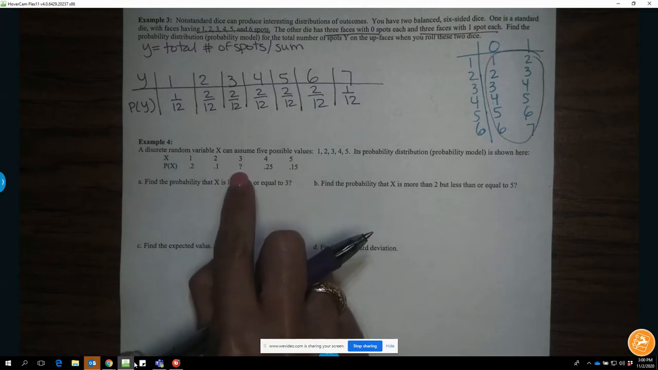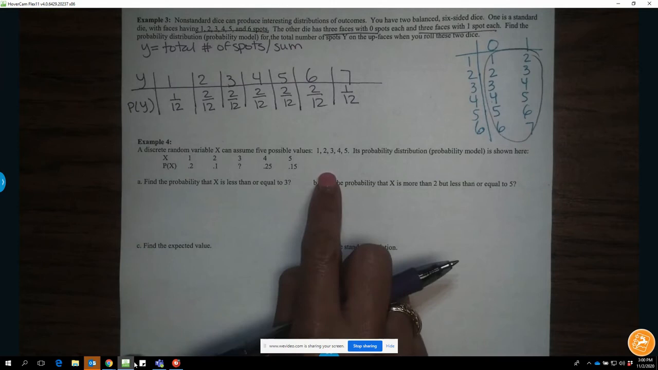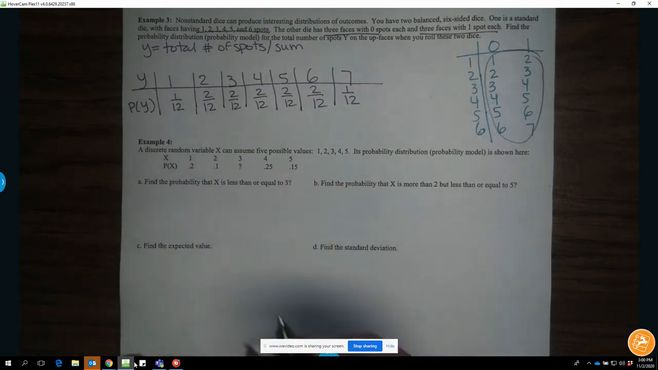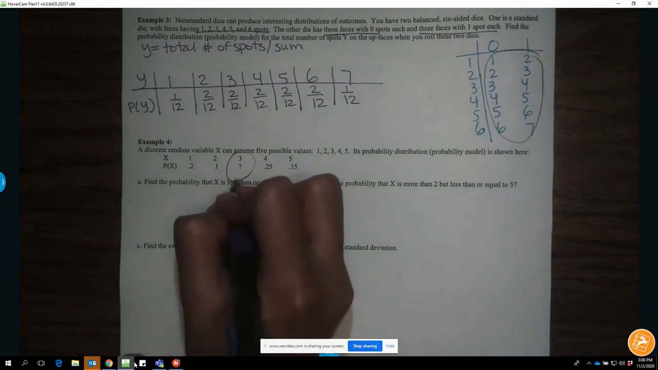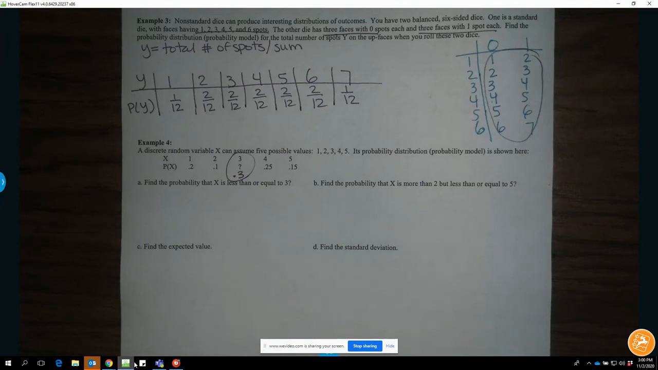So first of all, it's missing the probability of x equals 3, but you should be able to figure that out, because like I said, all these probabilities have to add up to 1. So if I just add all these and subtract from 1, you'll find out that this number is 0.3. And now we can start answering some questions.